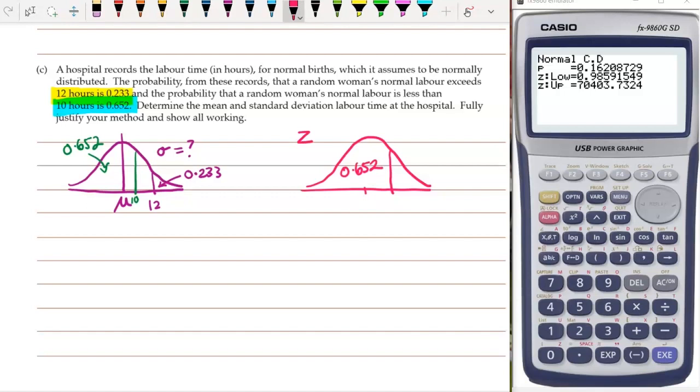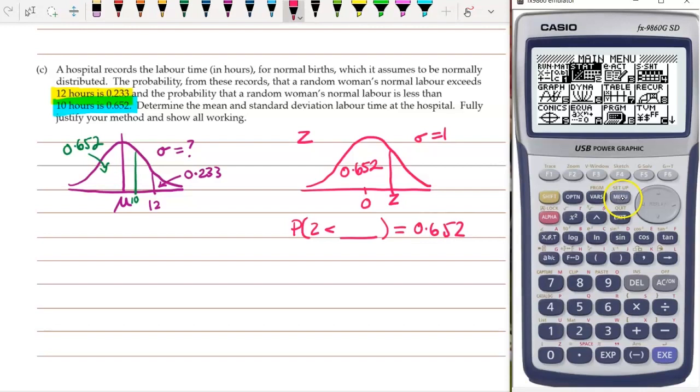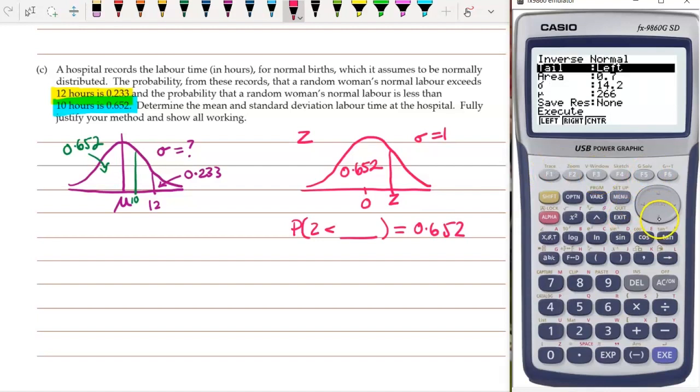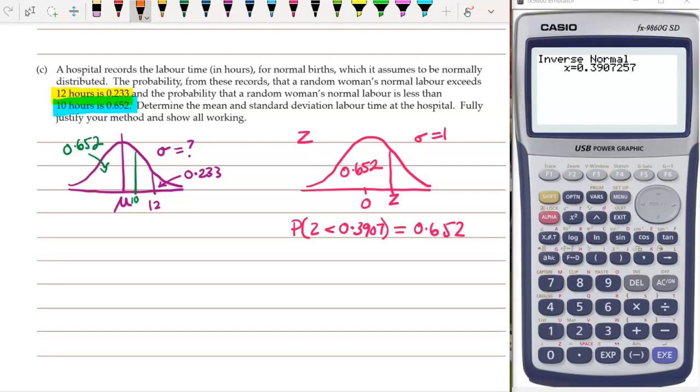For the Z curve, we would have a mean of 0 and a standard deviation of 1. We want to know what goes on that number there to make that true. And we use inverse normal. So the probability that Z being less than a certain number has to equal 0.652. So back on our stats menu, go to distributions, normal, inverse normal. We've got a tail on the left, an area of 0.652. Sigma is 1, mean is 0, and that number that makes that happen is 0.3907.